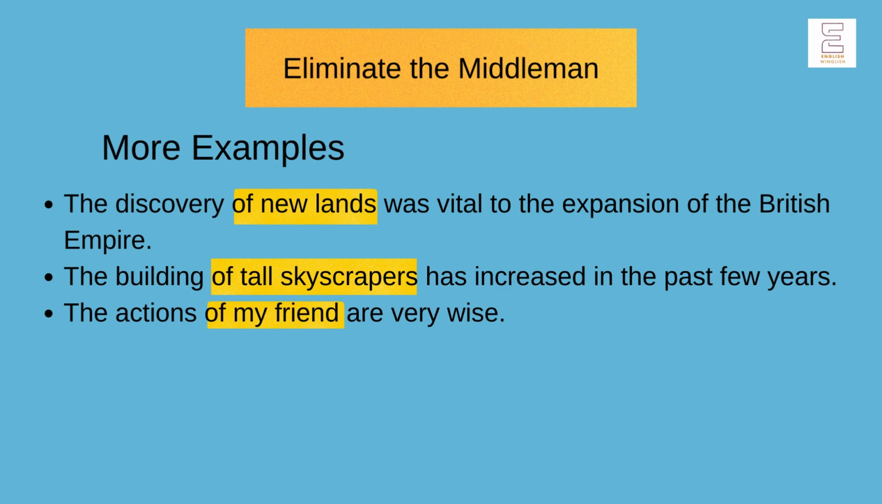In the third sentence, actions is plural. So even though friend is singular, it is close to the verb, but it is not the subject. The subject is actions. So we'll have are as the verb. The actions of my friend are very wise.